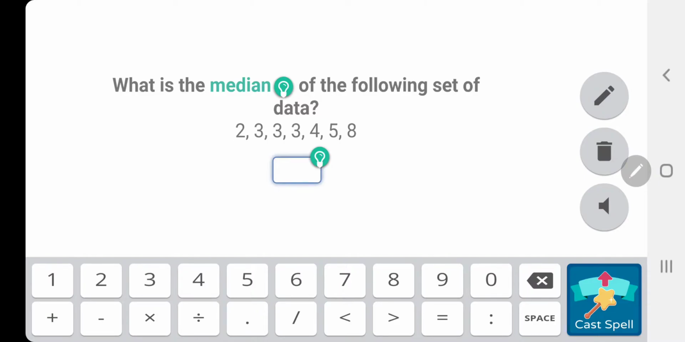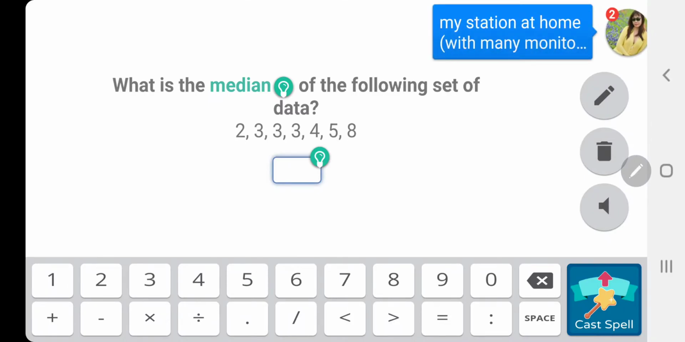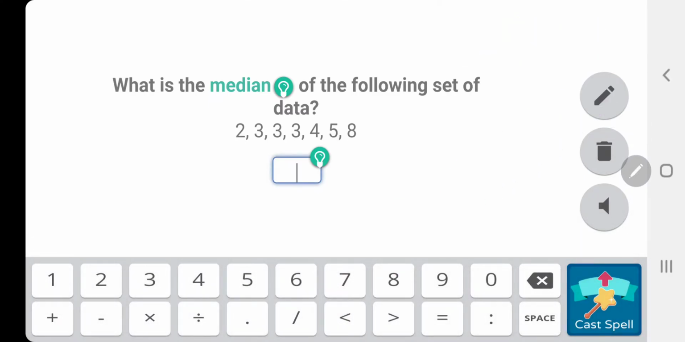So it will be 2, 3, 3, 3, 4, 5, 8, 8, 8. What is the median of the following set of data? The median is the middle number in a list of ordered numbers. If there are two middle numbers, then add the two numbers together and divide them by 2 to find the median. So it will be 2, 3, 3, 4, 5, 8. So it will be 1, 2, 3, 4, 5, 6, 7. Okay, done. You solved it, man.